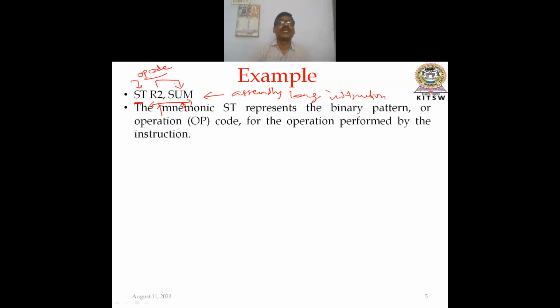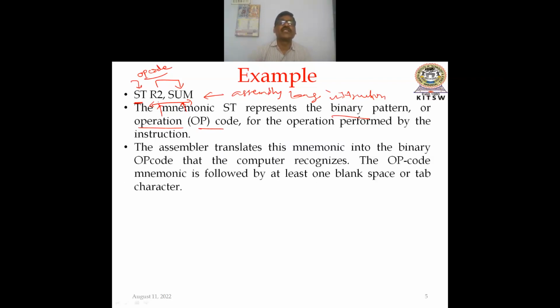ST represents the mnemonic. Corresponding to store, there will be an operation code which is represented equivalently in a binary pattern. What type of operation we have to do is called an opcode. That opcode is generally represented in the form of a binary pattern. The assembler will translate this mnemonic, or opcode value, into a binary equivalent code, and that is used based on the operation the assembler can perform here.